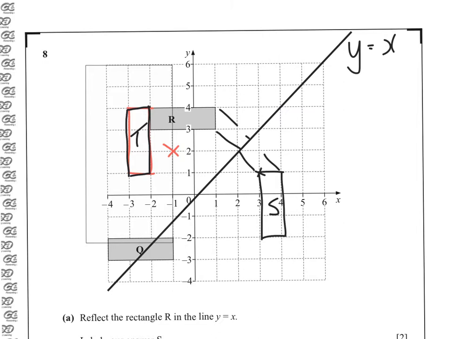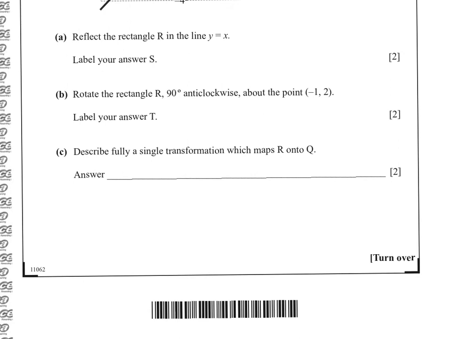Finally, we ask for the transformation that maps R to Q. Important thing to notice is that R and Q are facing the same way, so that means it's a translation. And in this translation we have gone 1, 2, 3, 4, 5, 6 down and 2 left. So the transformation that fully maps R onto Q is a translation, 2 left and 6 down.